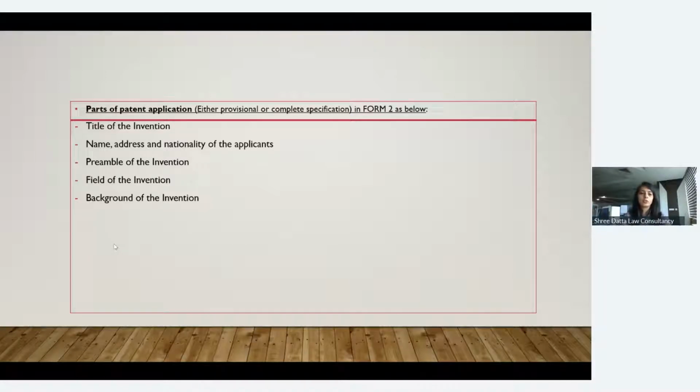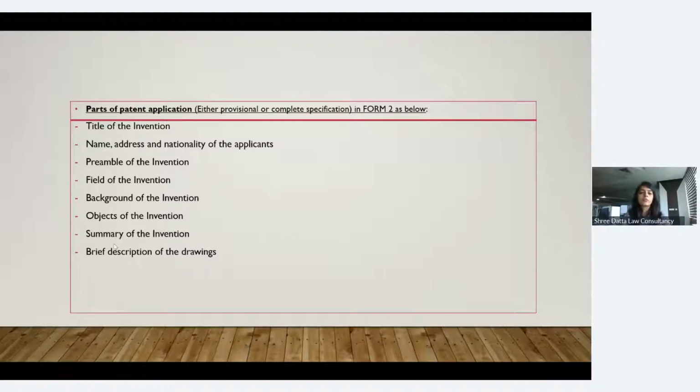The details we have to add into the background of the invention. Then object means the advantages or the benefit of the invention. In summary of the invention, brief description of the drawings, which we have provided, if any drawings are there. Then figure 1, figure 2, figure 3, and likewise. So which figure 1 is representing?